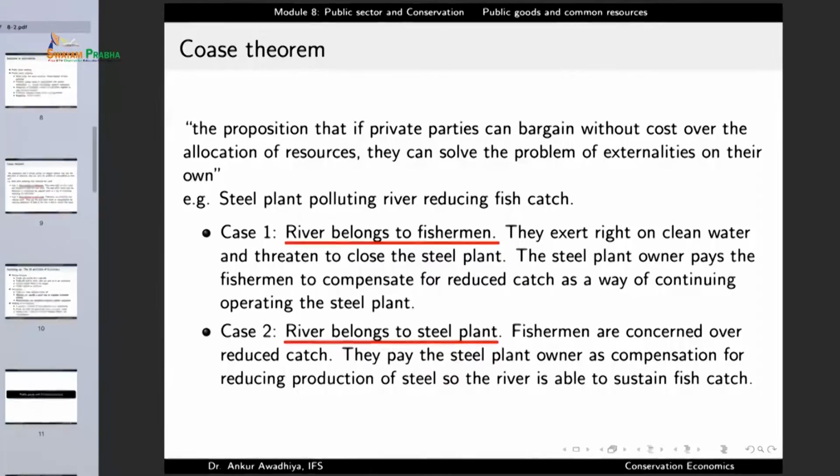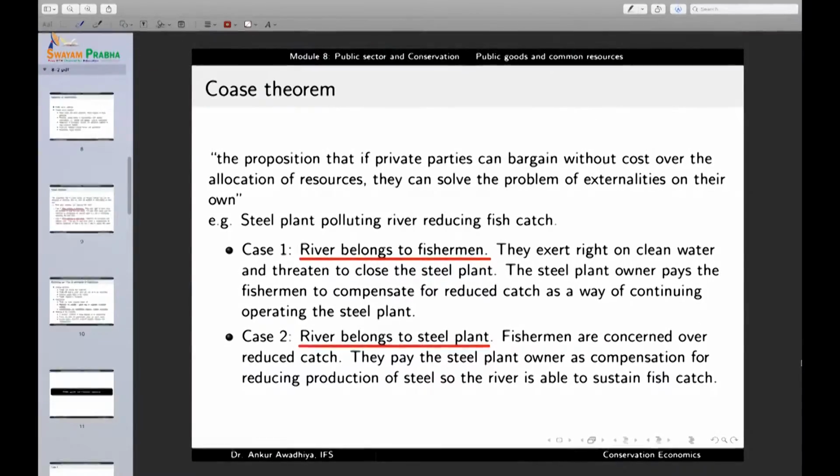So what we are observing here is that whether the river belongs to the fishermen or to the steel plant owner, in both cases the parties can bargain amongst each other and come up with a solution. That is the beauty of the Coase theorem. Whichever party the property belongs to, if they are able to bargain without cost over the allocation of resources, they can solve the problem of externalities on their own.